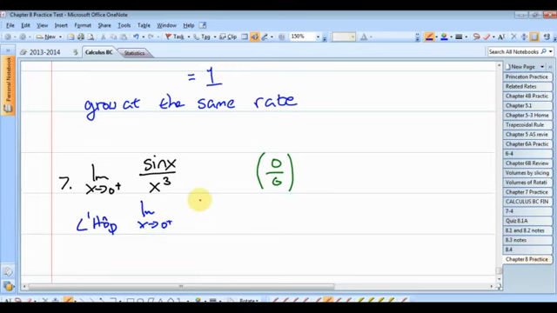The derivative of sine is cosine. The derivative of x cubed is 3x squared. Let's see if I can use L'Hopital's rule. Cosine of 0 is 1. Oh, I'm done. No more L'Hopital for me.